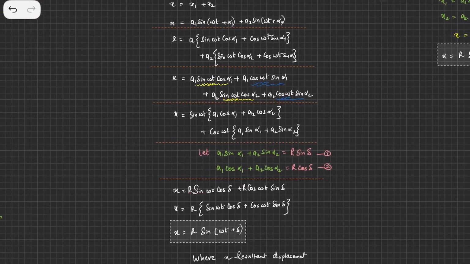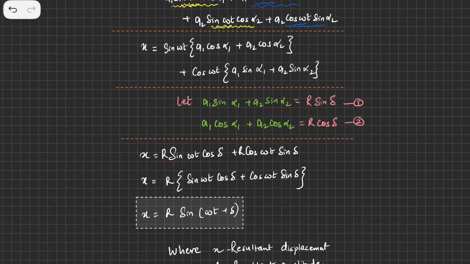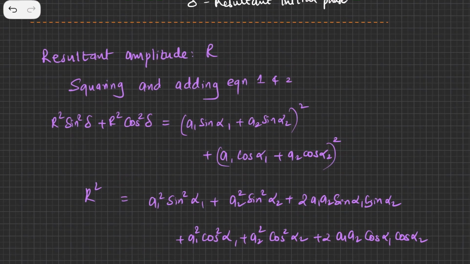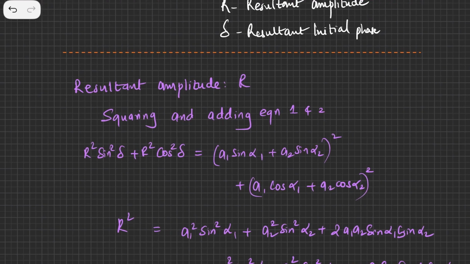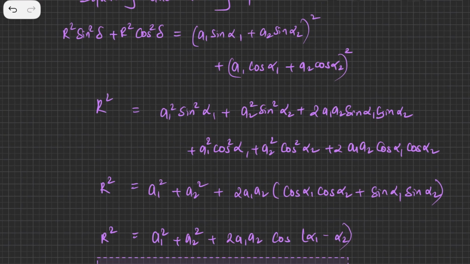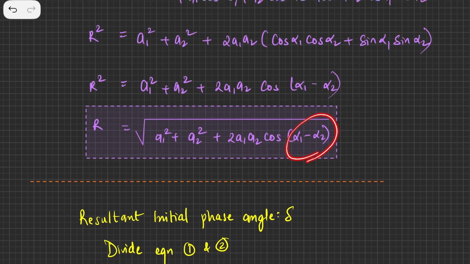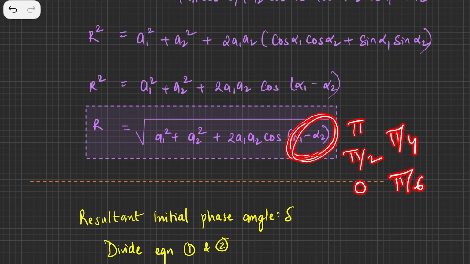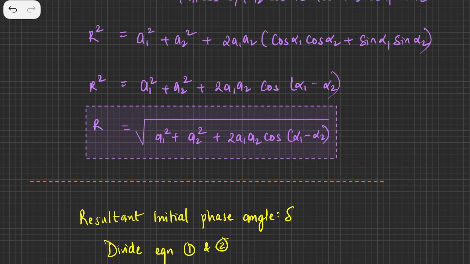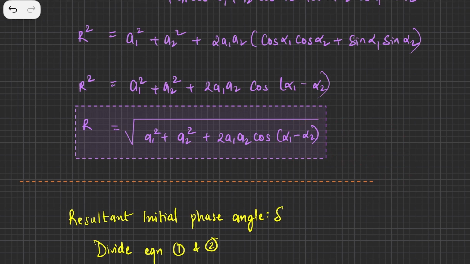One kind of numerical that can be asked is that they may ask you some special cases depending upon the resultant amplitude. What is the resultant phase if the phase difference is pi, pi by 2, 0, pi by 4, or pi by 6? I'll be doing that in my next video, some special cases regarding resultant amplitude.